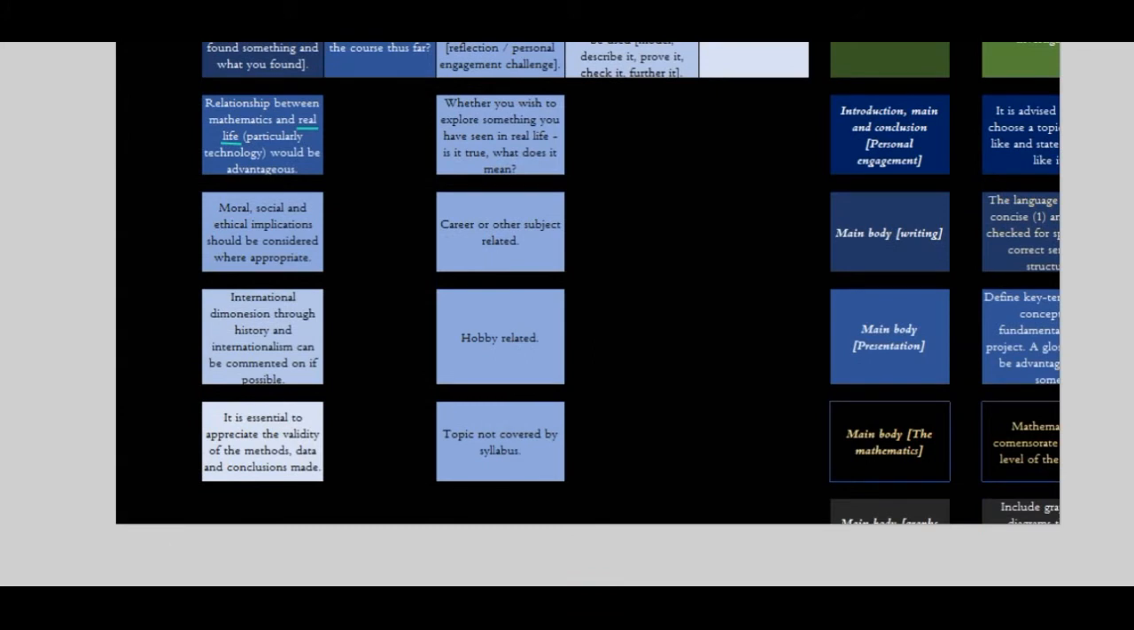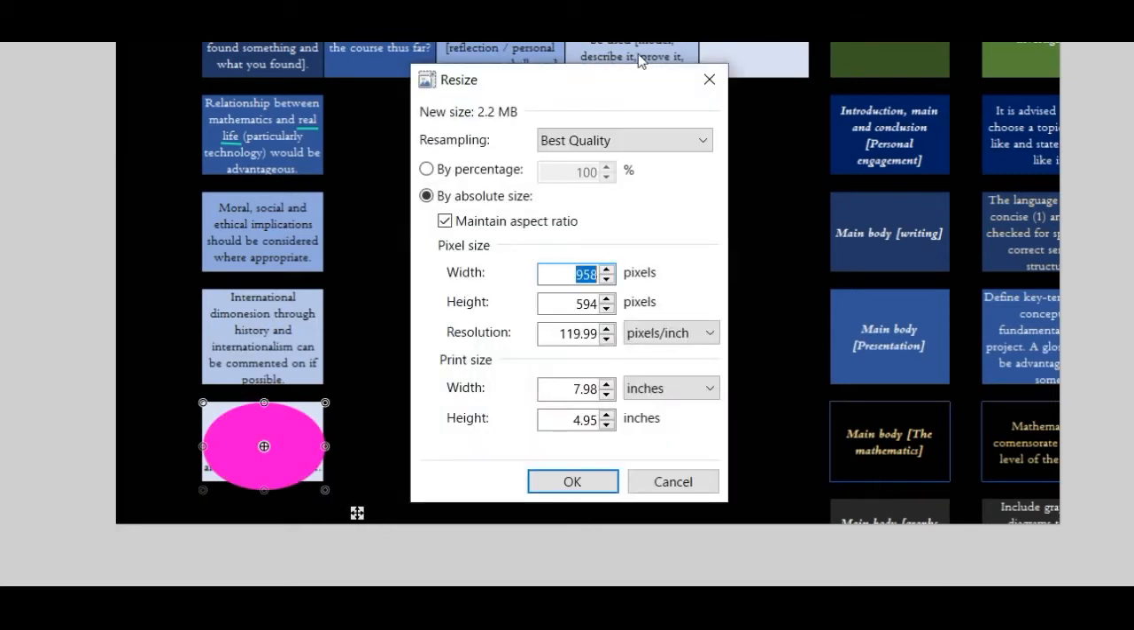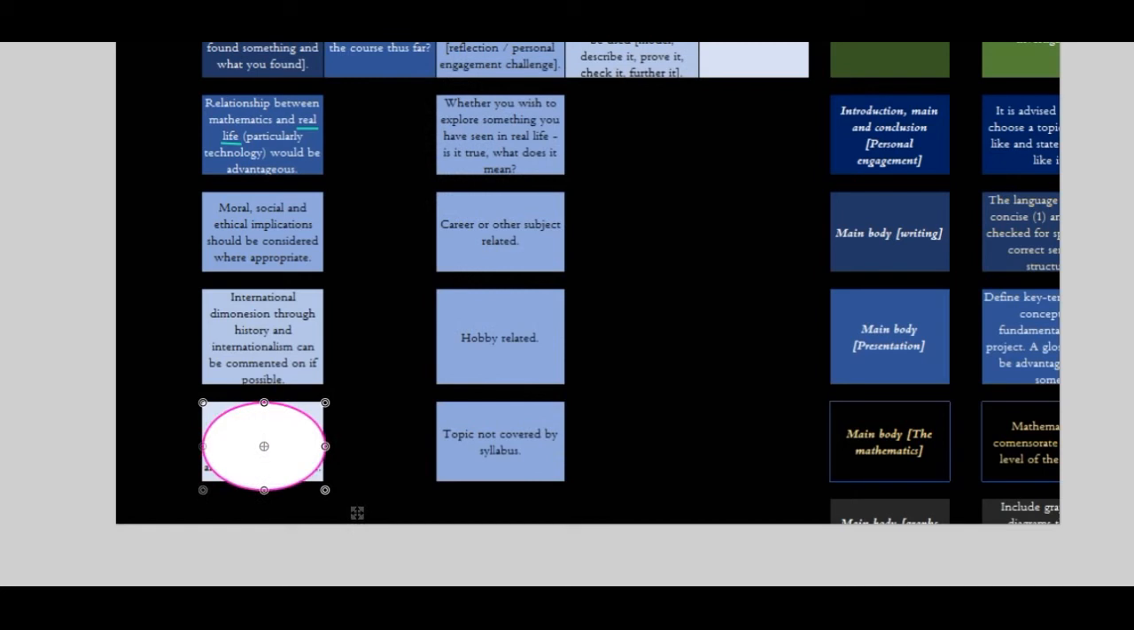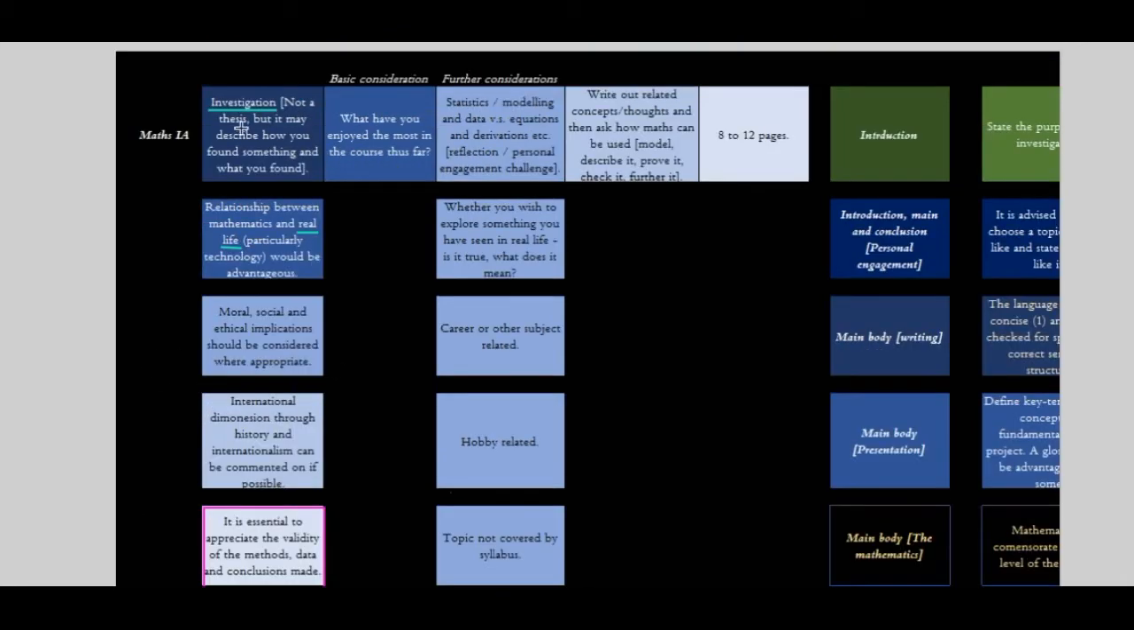And this is the one that I judge to be something useful, not just for the IB, but generally when you are going on to university. It is essential, in my opinion, for you to be able to appreciate the validity of the methods, data, and conclusions made, because this is a general skill that I judge to be advantageous, which you can get out of the IB once you've done your investigation or during the investigation itself. Okay, so let's just talk about basic considerations.